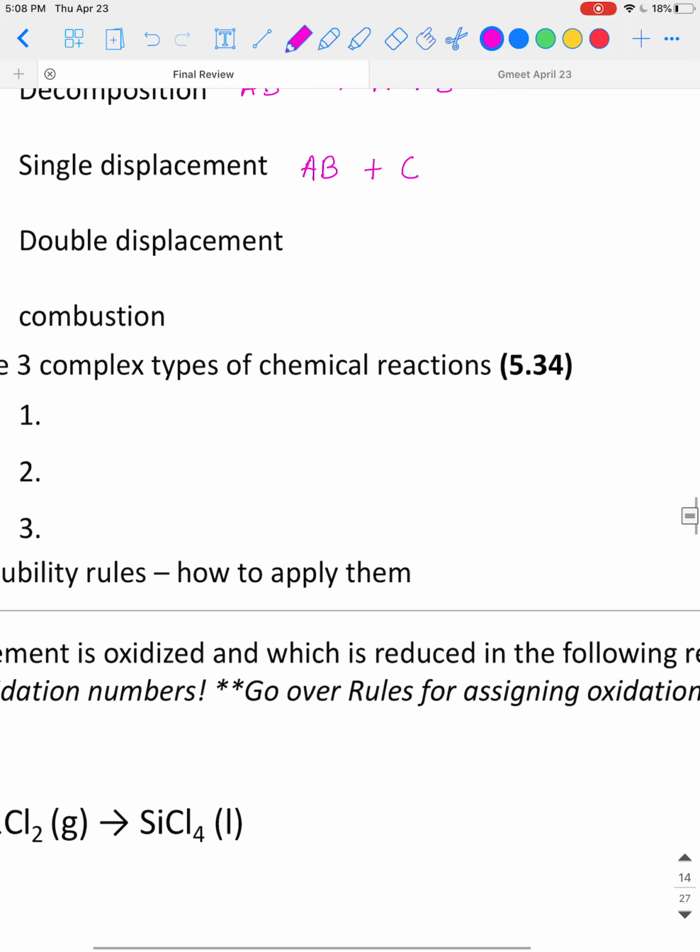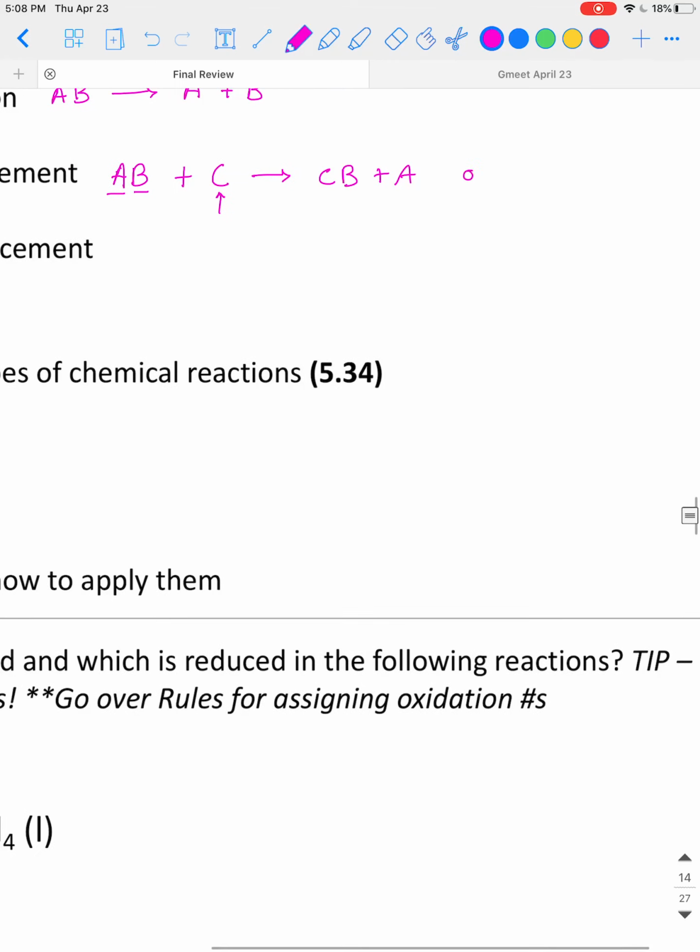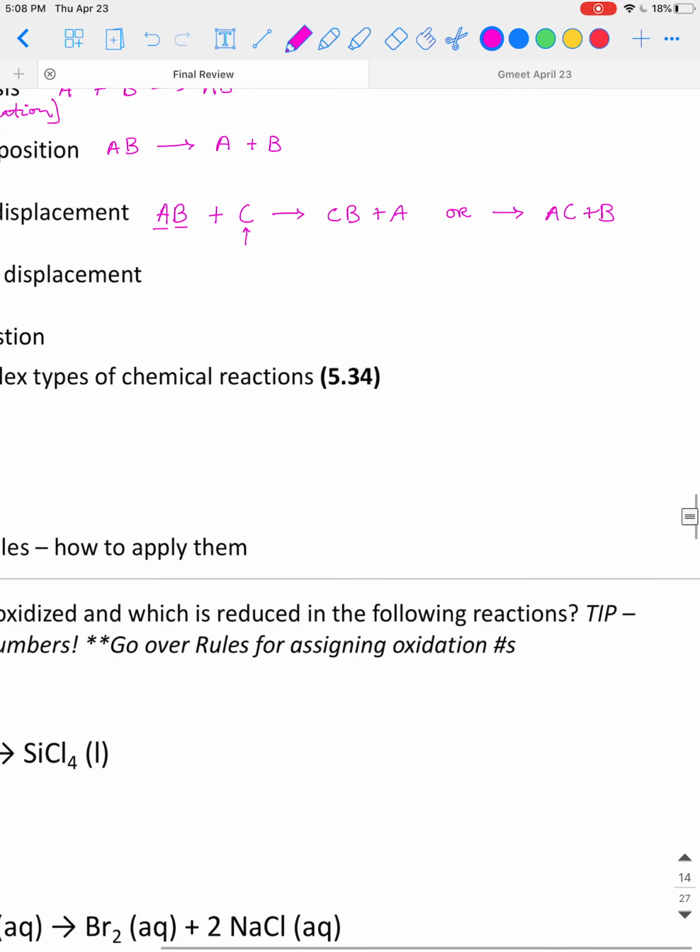Single displacement, that's where, say, you have reactant AB plus you have a reactant C. Okay, so usually you have some sort of element by itself here, and it is going to take the place of either A or B. Doesn't matter which one. So if it takes the place of A, you would end up with CB plus A. It kicked out A.